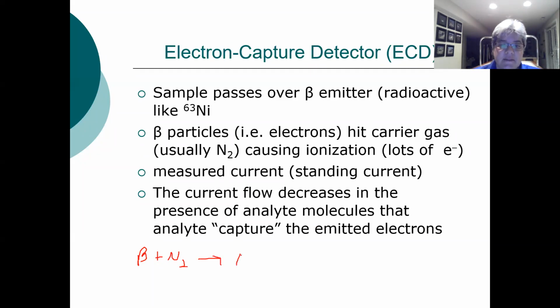What you get is some nitrogen ions, and you get a whole bunch of electrons. So you're now going to get this signal from the electrons. This is called a standing current. Then when your sample comes, and if your sample is something that likes electrons, it will grab some of those electrons, and so you'll actually get a decrease in signal and get a peak that way.